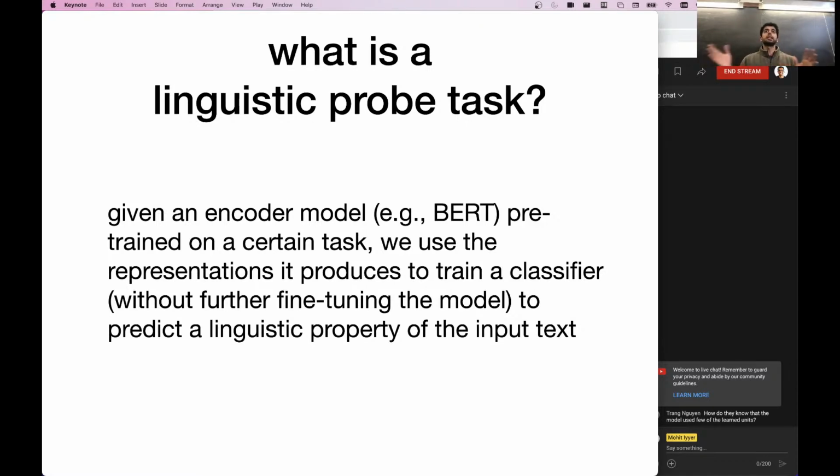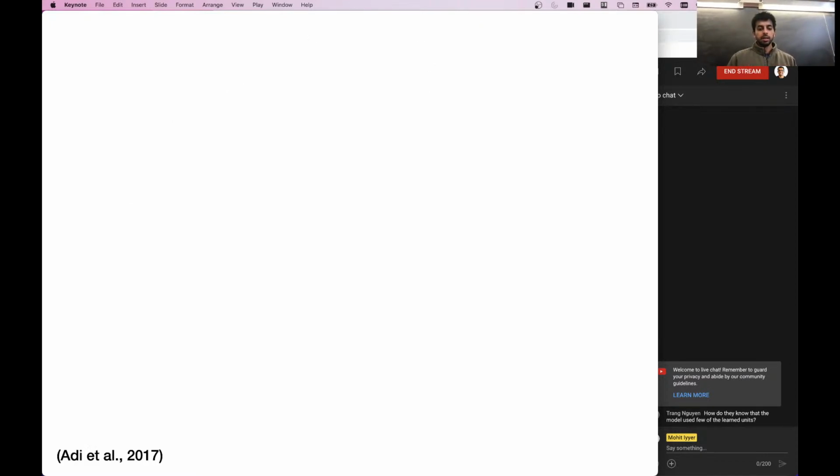So you're not caring about localizing that knowledge to a particular part of the hidden state or the model weights. So let's see how this works. These are from some of the first probing papers that were released basically concurrently with BERT.